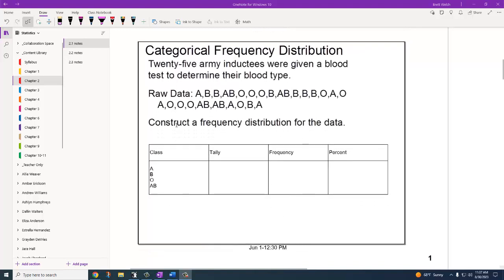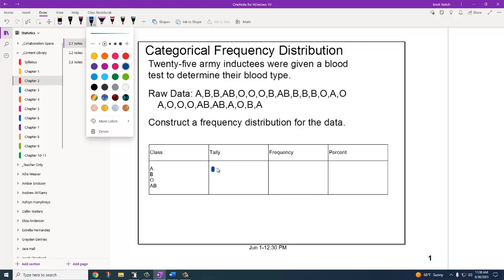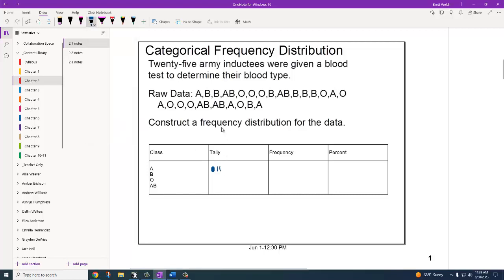And when we do categorical, the first thing that we're going to do is we're going to tally up how many times we see type A blood, which would be 1, 2, 3, 4, 5. The B's, there's 1, 2, 3, 4, 5, 6, 7.